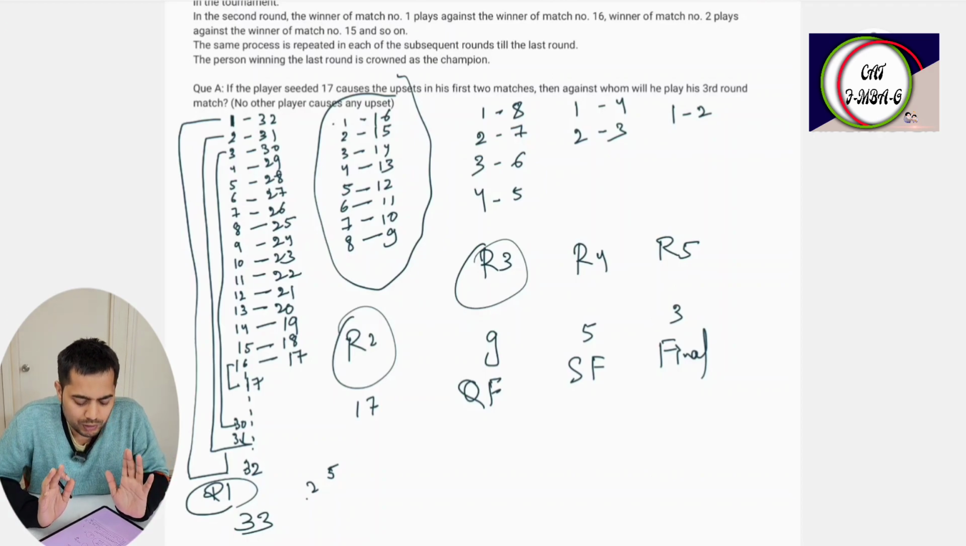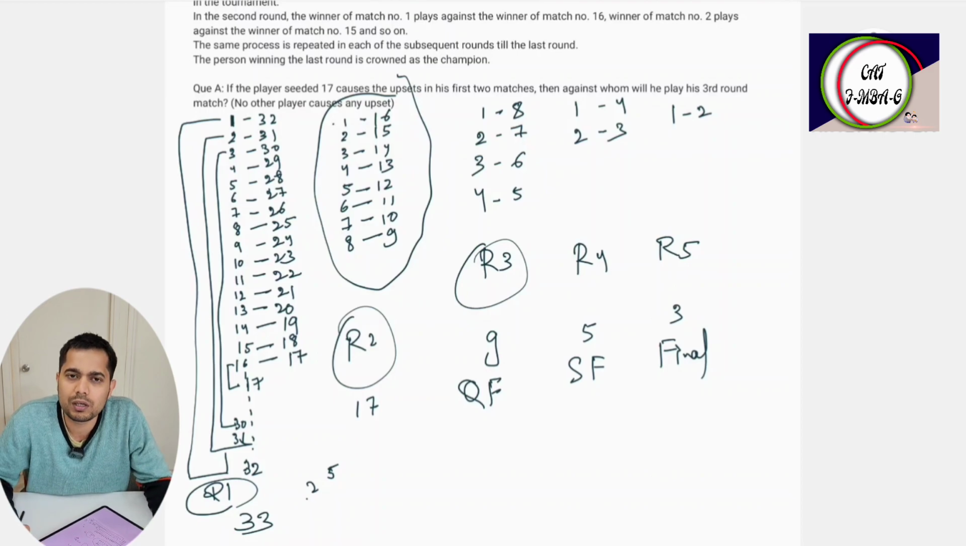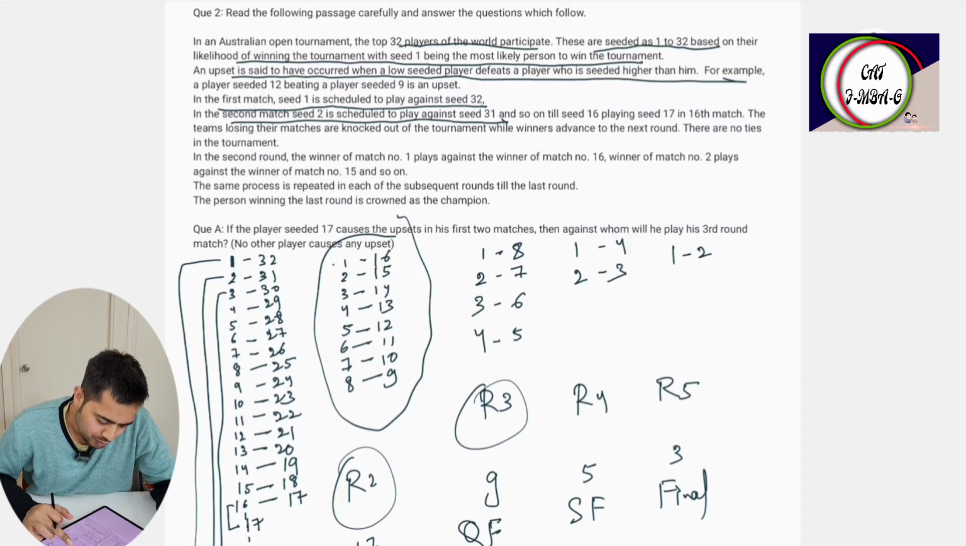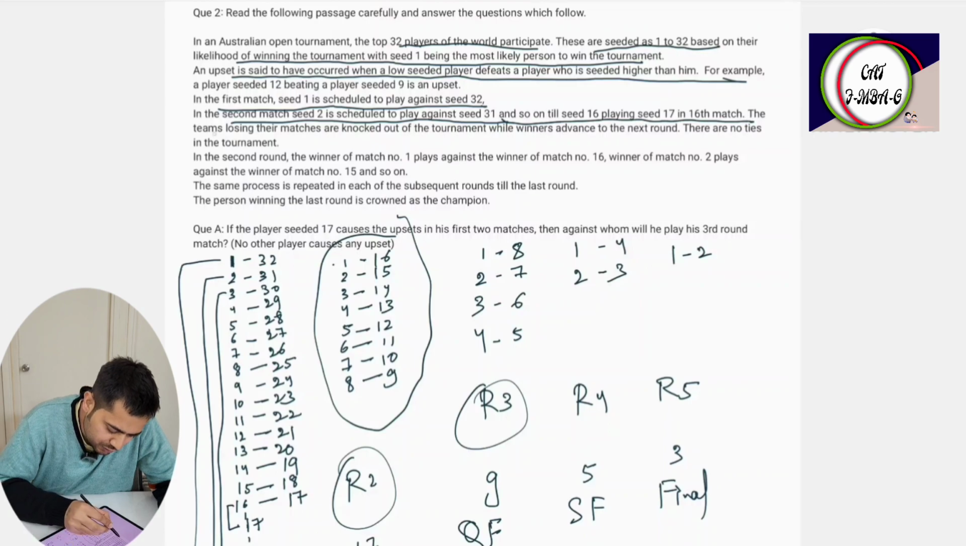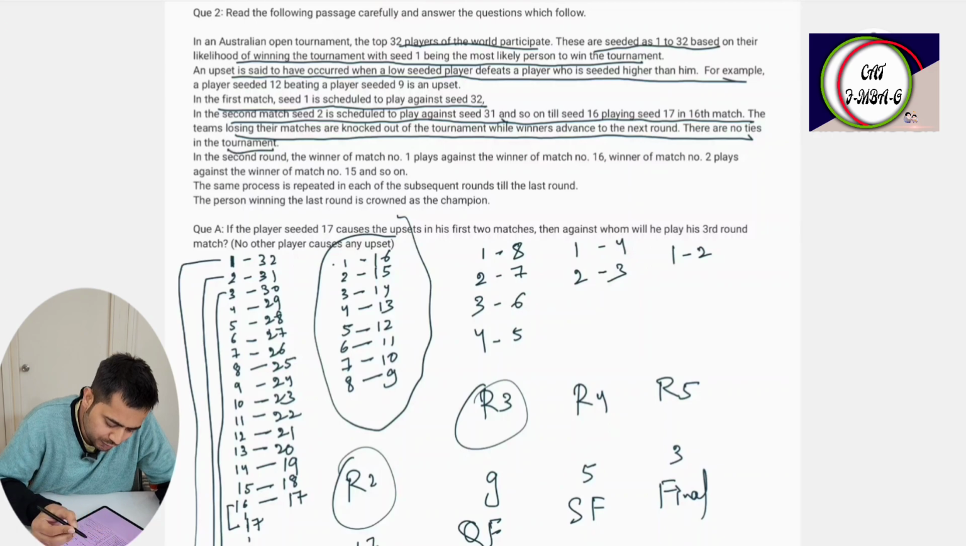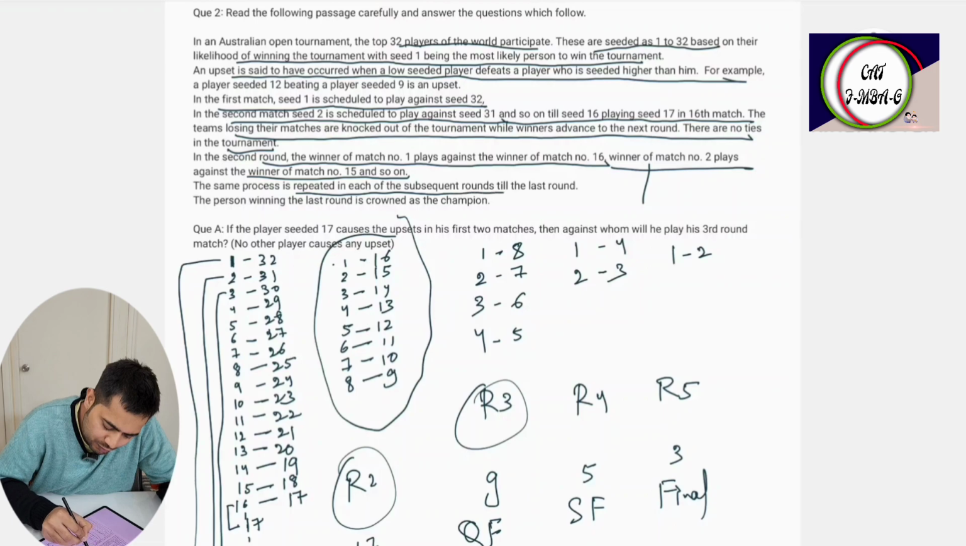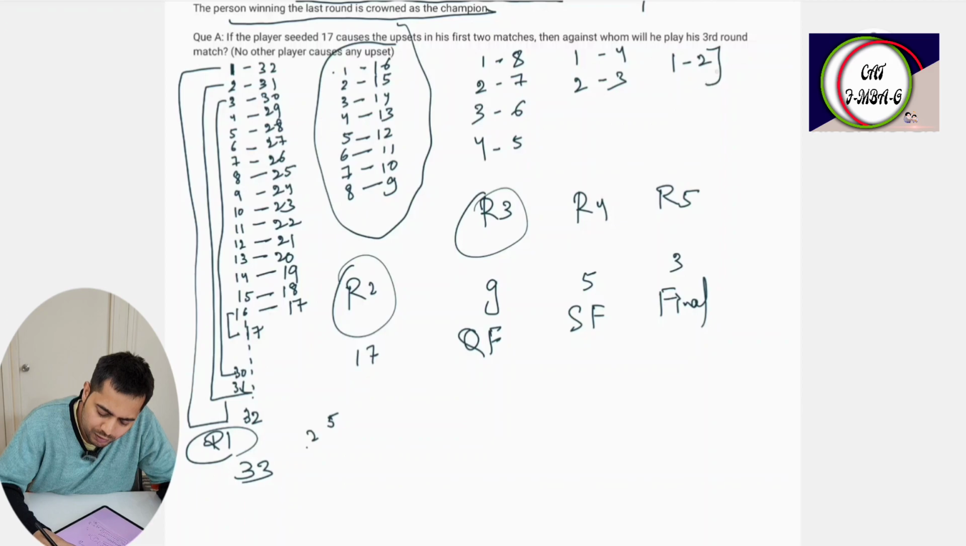It may seem hard to you initially, for the first time. Once you start solving, it will become set in your mind what you have to write every time. If you read all the sets, only this thing is mentioned. The teams losing their matches are knocked out of the tournament while winners advance to the next round. There are no ties in the tournament. In the second round, the winner of match 1 plays against the winner of match 16. Winner of match 2 plays against the winner of match 15 and so on. The same process is repeated in each of the subsequent rounds till the person winning the last round is crowned as champion. So after this, finally, one will be the winner.